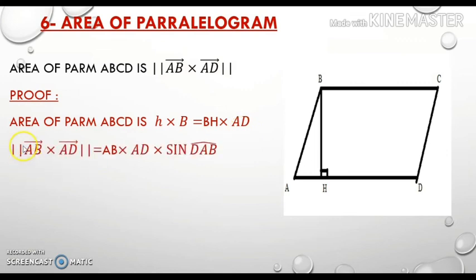So, the norm of AB cross AD is equal to the norm of AB times the norm of AD times the sine of the angle between these two vectors. It's the sine of the angle DAB. And we know that the sine of this angle is equal to the opposite side over the hypotenuse. It's equal to BH over AB. Then the norm of AB cross AD is equal to AB times AD times BH over AB, and we can simplify AB and AB, we get the result. Then the area of parallelogram ABCD is equal to the norm of AB cross AD.